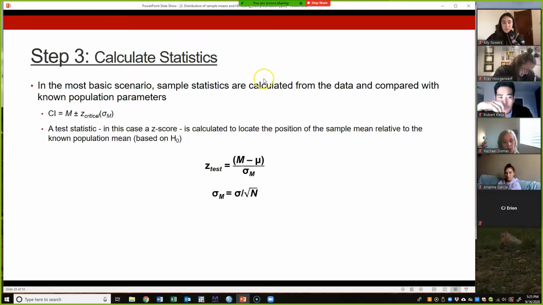Okay, we'll finish up here. Most basic scenario that we've got are going to be our z-tests. These z-tests are going to be sample data that we go through and collect and compare against some known population parameter.